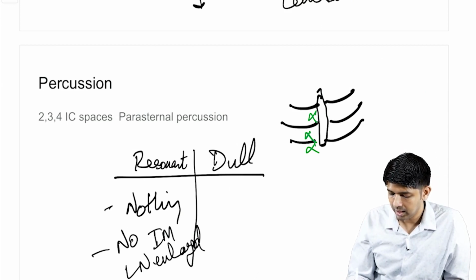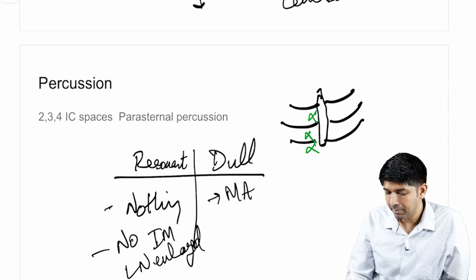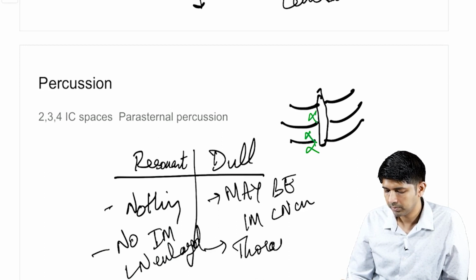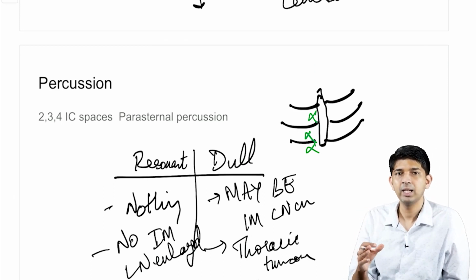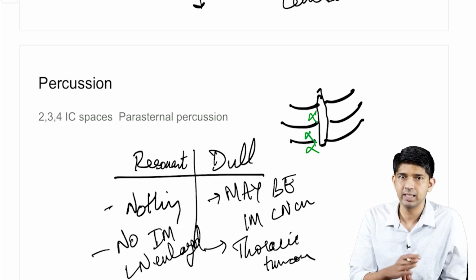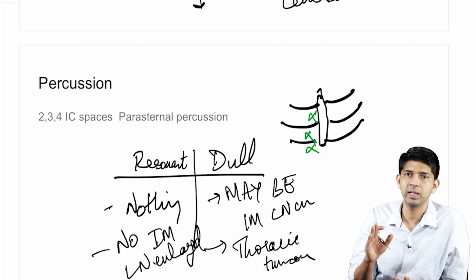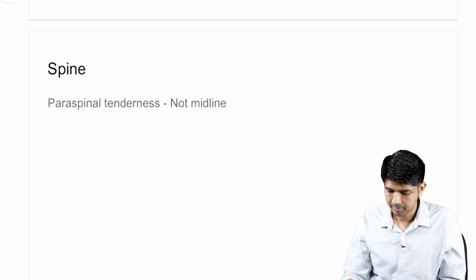If it is dull on percussion, it may be internal mammary lymph node enlargement, or it can be any thoracic tumor. Okay, it can be a retrosternal goiter, it can be thymoma, it can be a mediastinal mass, it can be anything. It possibly can be internal mammary lymph nodes, but that doesn't mean that it is. The only way you're going to make out whether it is internal mammary lymph nodes or not is on radiological imaging, that is either with the help of a CT scan or MRI.